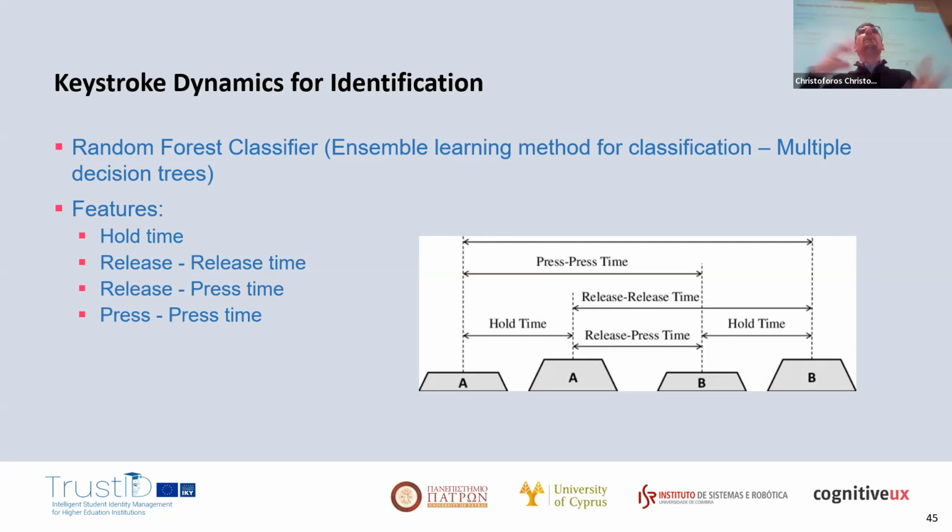So we take all these timing events, we train a classifier, and we make a prediction, with this accuracy again between 0 and 1, of whether we believe that this typing behavior matches the person's supposed behavior.